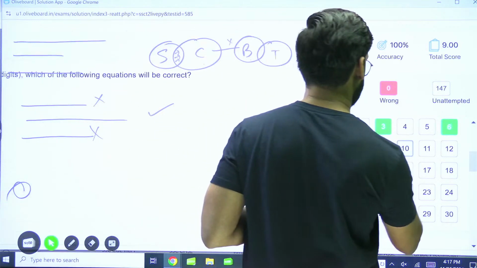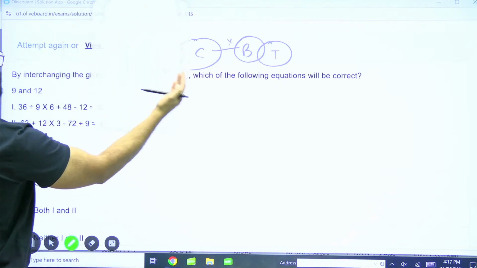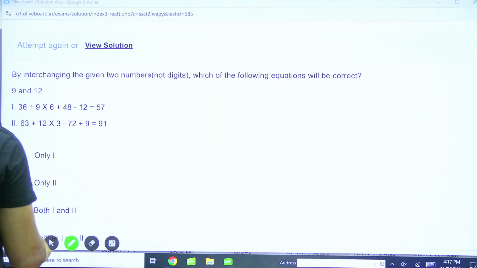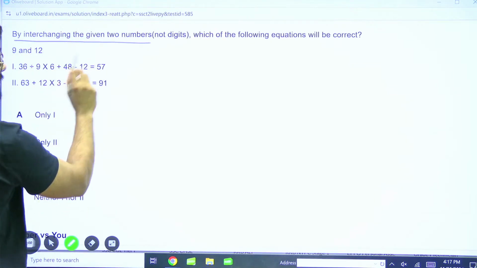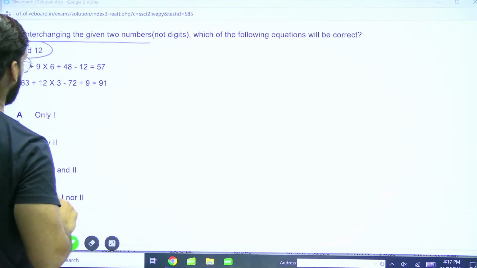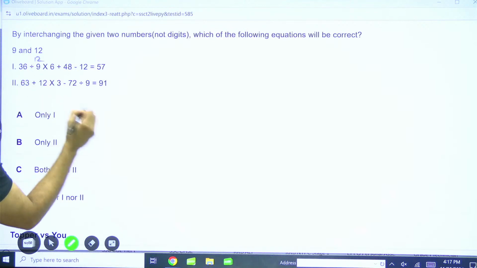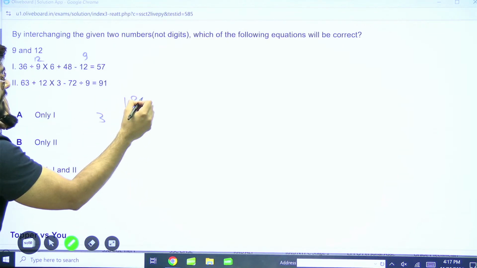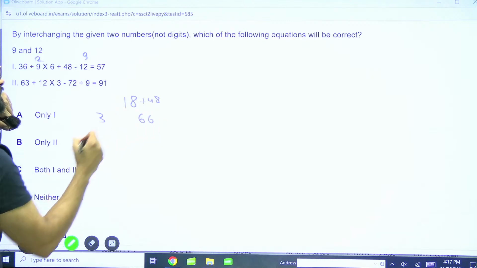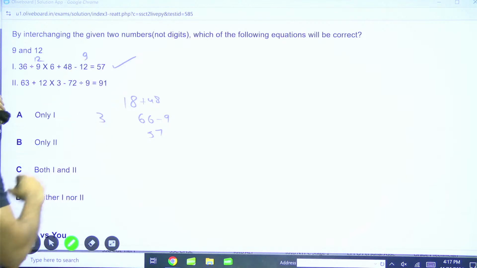Let's move on to the 10th question. By interchanging the given two numbers, not digits, 9 and 12 should be interchanged. Putting 12 over here and 9 over there, 36 divided by 12 is 3. 3 times 6 is 18. 18 plus 48 is 66. 66 minus 9 is 57. The first one is right.